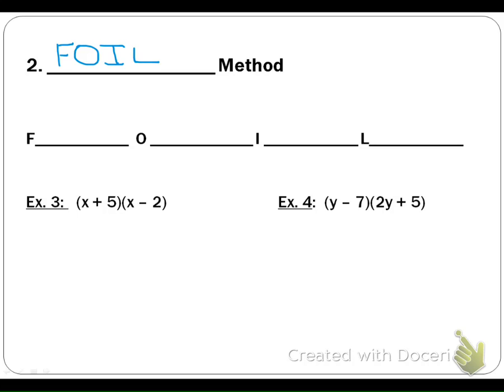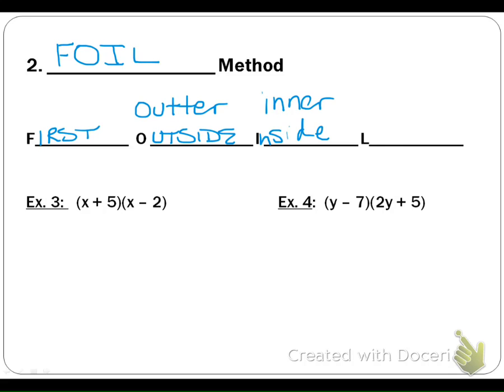FOIL stands for first, outside. Some books call it outer instead of outside. Just know that those words mean the same thing. Inside. Oops. There we go. I forgot the end there. Inside or inner means the same thing. Last.